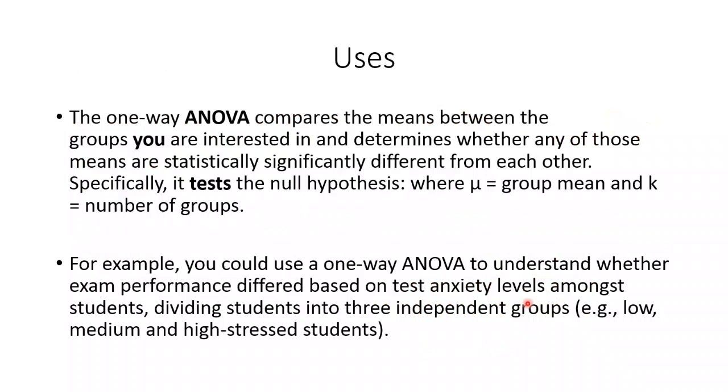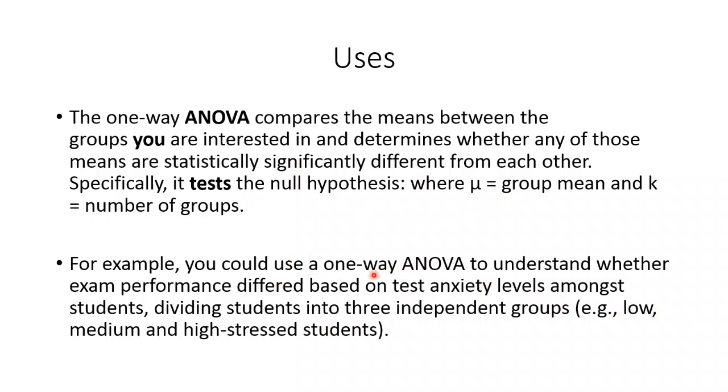What are the uses of this test? I am repeating the words: ANOVA compares the means between groups when there are more than two groups. For example, you could use a one-way ANOVA. Why is this test known as one-way ANOVA? I will explain later on, inshallah.